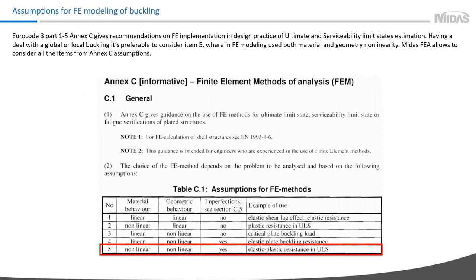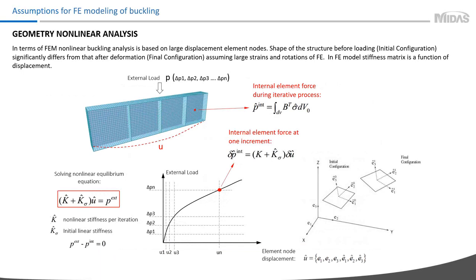In Eurocode 3, part 1.5, there are recommendations about finite element method implementation and design practice. These recommendations can be used for ultimate, serviceability and fatigue checks of steel plate structures. Based on different analysis cases, Eurocode recommends using a model with different properties for geometric and material behavior. If we talk about detailed buckling simulation that is close to real structure conditions, it's preferred to use the last model case, where you consider material and geometry nonlinearity in combination with local or global plate imperfections. Midas FEA allows you to simulate this problem with many degrees of freedom.